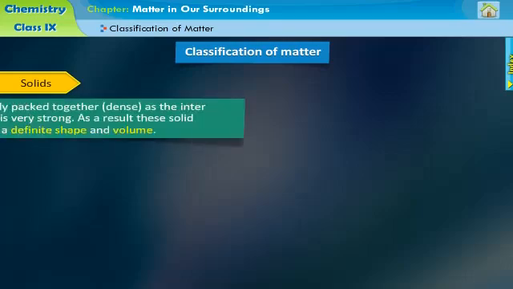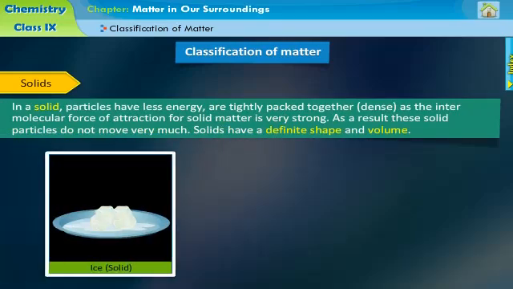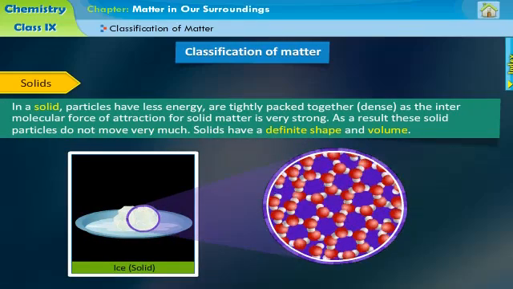Solids. In a solid, particles have less energy, are tightly packed together, dense, as the intermolecular force of attraction for solid matter is very strong. As a result, these solid particles do not move very much. Solids have a definite shape and volume.